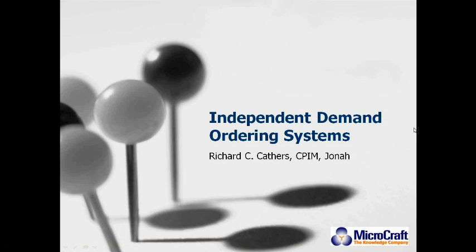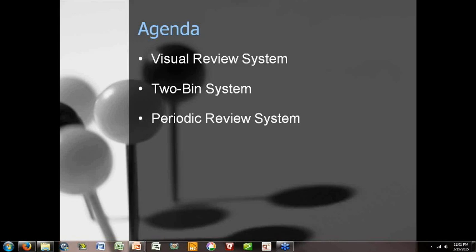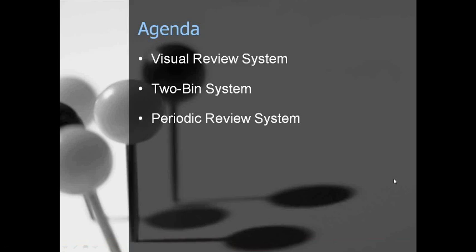So here's what we're going to look at. We're going to look at three different types of independent demand ordering systems that deal with these type of items. The first one is a visual review system. Second is a two-bin system. And the third is a periodic review system. So here we go. Visual system.